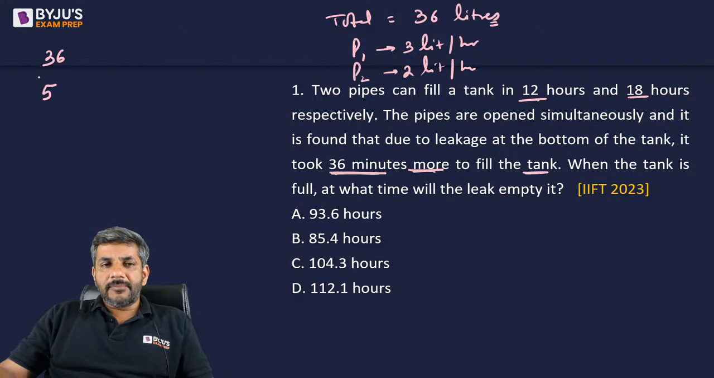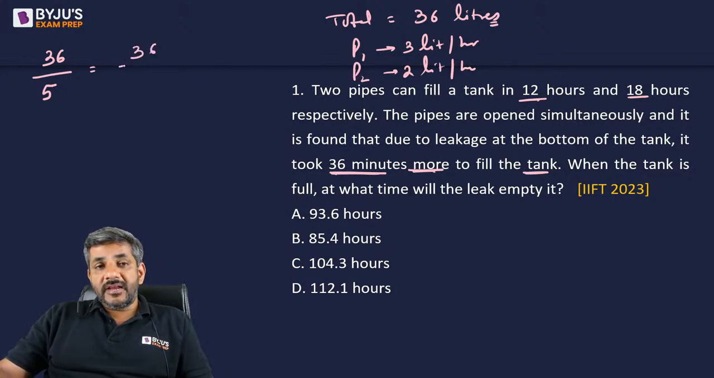At a speed of 3 plus 2, 5, this is the time taken by them to fill the tank. But now what is the time taken by them to fill the tank? It will be 36 divided by 5 minus x.